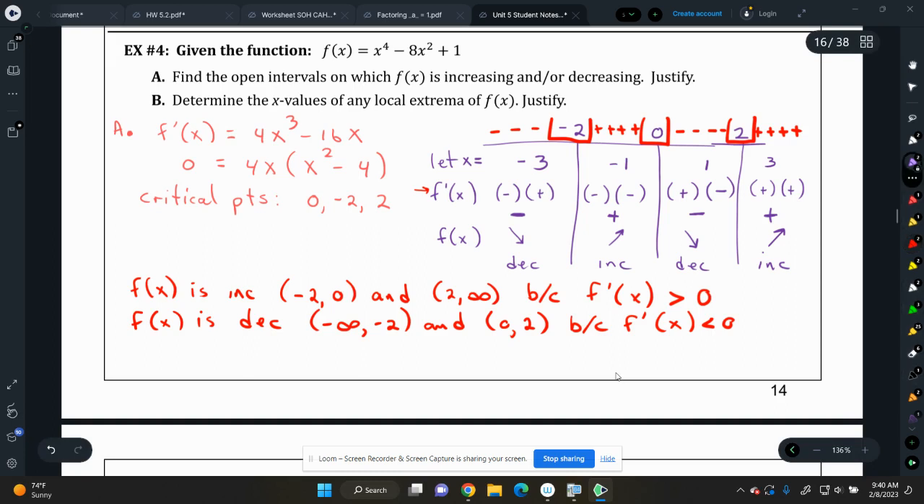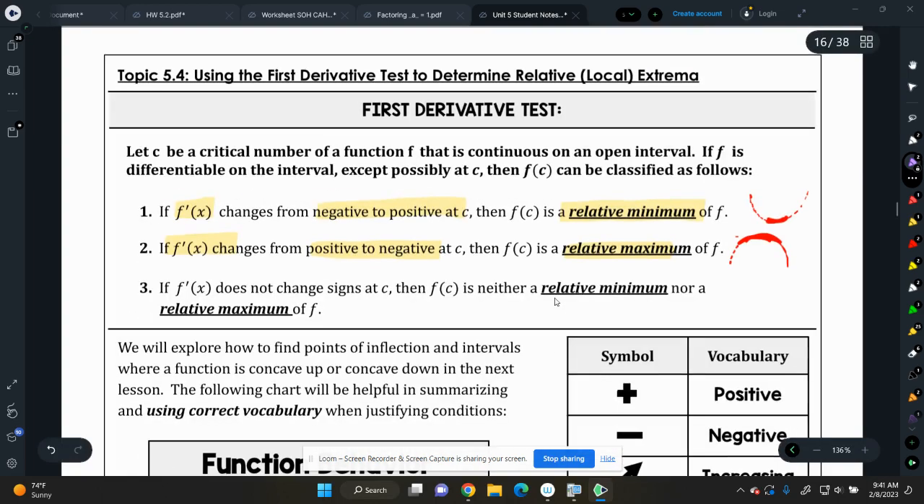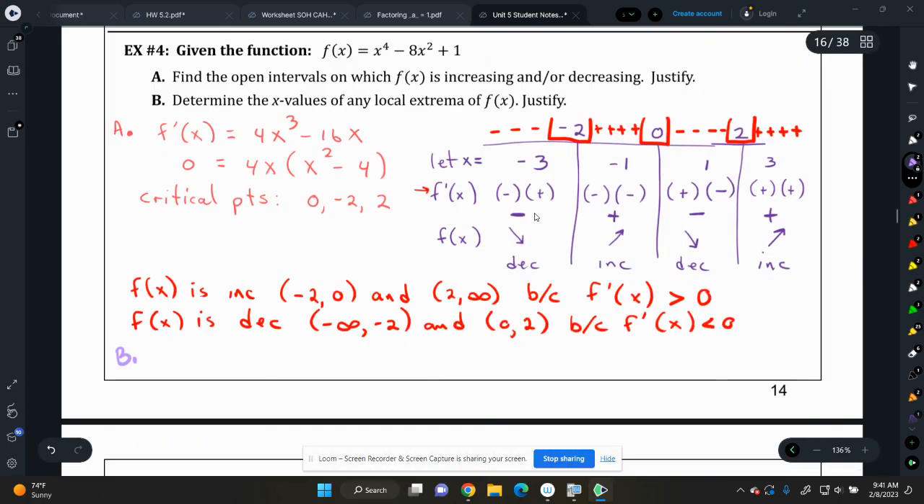Now let's answer part B. Determine the x values of any local extremas. We've done all the work. Okay, a local extrema. So if I have a function, my first derivative test says, if f prime goes from negative to positive, I have a relative minimum. Did f prime go from negative to positive? Yeah, right here. And then right here.